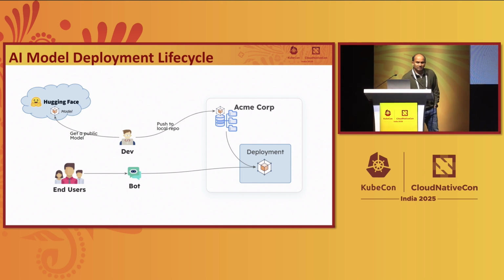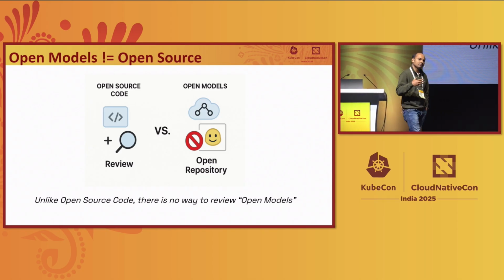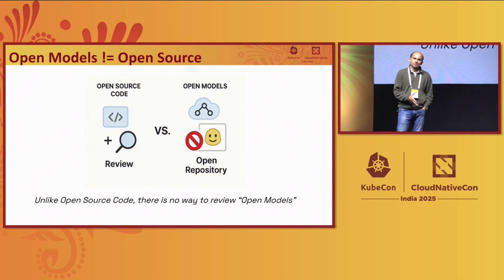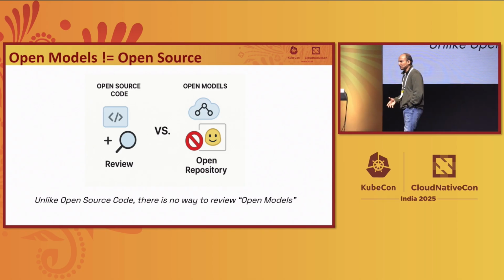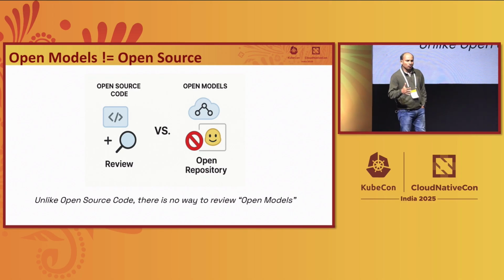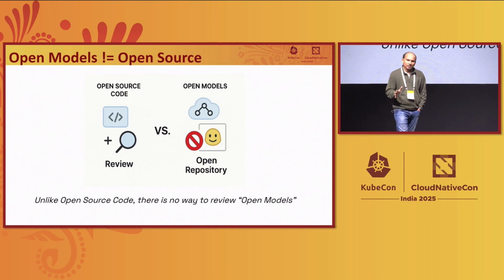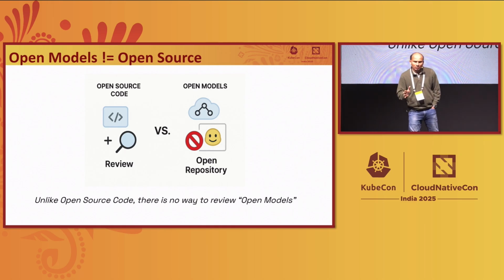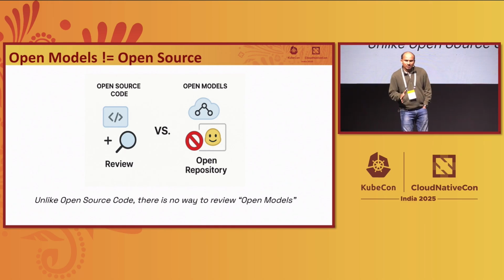The same is true for even predictive ML models. It's not just for generative AI models, even for predictive ML models. So one of the core differences here is that when we're talking about open source code, most of the time people do equate open source code with open models. It's not a fair analogy here.